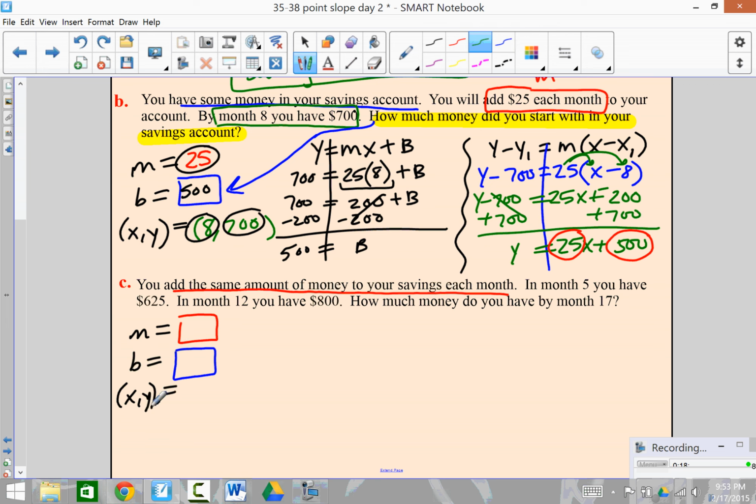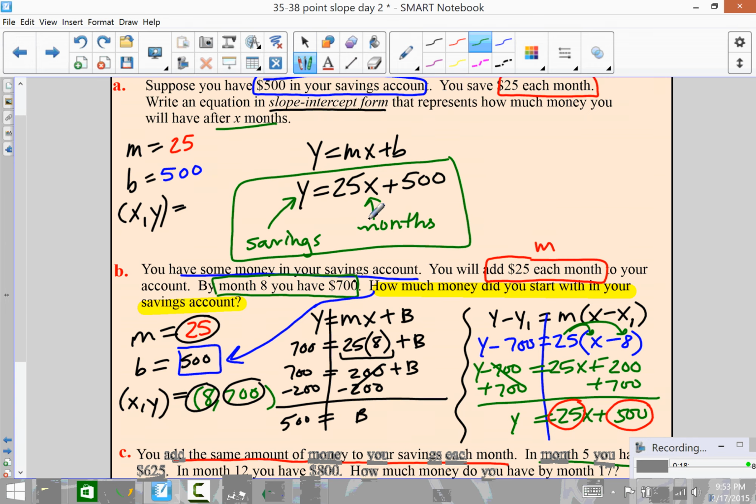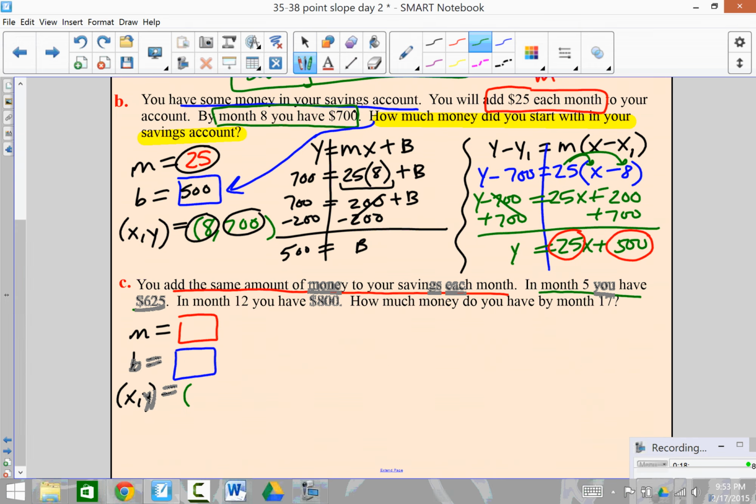However, do we have some ordered pairs? Well, yes, it says in month 5, you have $625. I know that the x is month, because I'm referring back to the key. So in month 5, I have $625. There's your first ordered pair. I also know in month 12, I have $800. So I have two ordered pairs here.